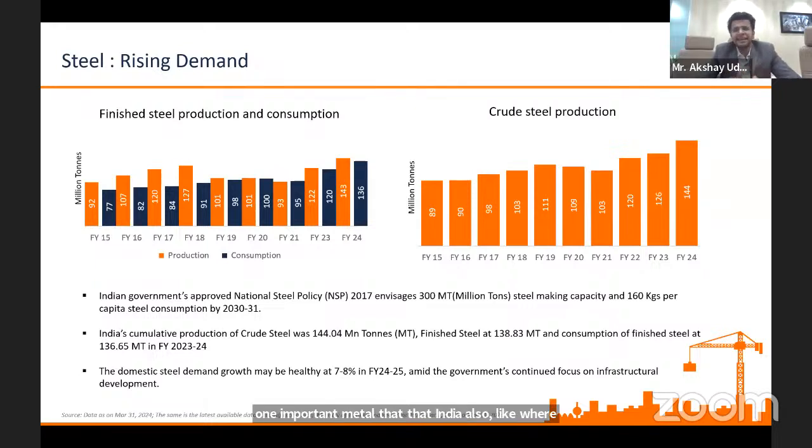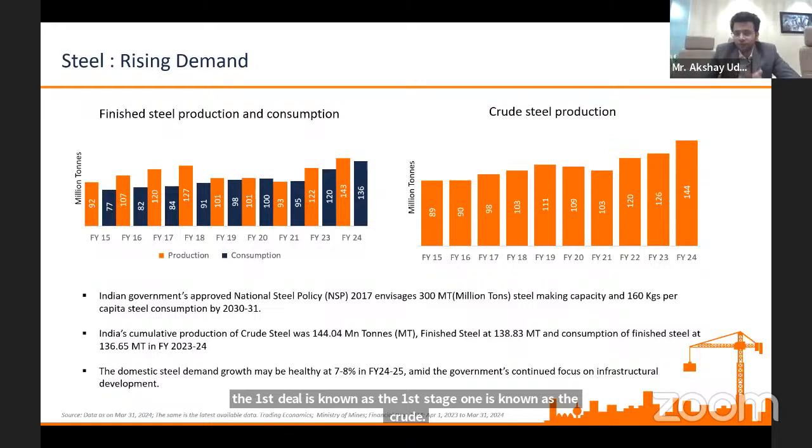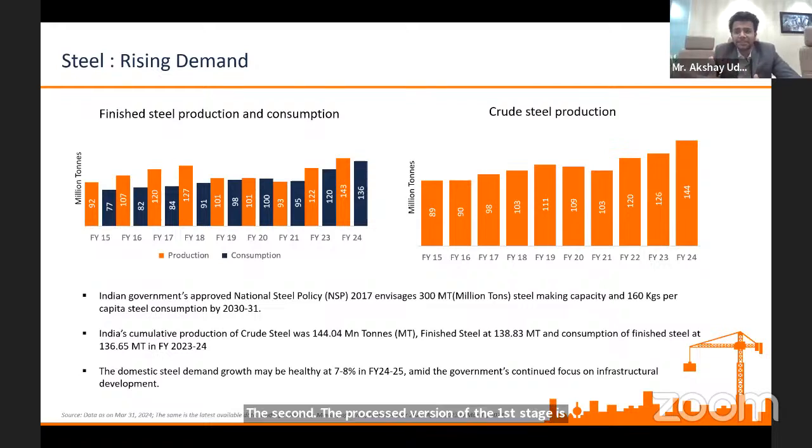So we can segregate steel into three buckets. The first stage steel is known as the crude steel. The second, the processed version of the first stage, is known as the finished steel. And the third steel is known as the specialty steel, which is again obtained through some electroplating of the stage 2 steel. So let's have a look how India ranks in crude steel production.